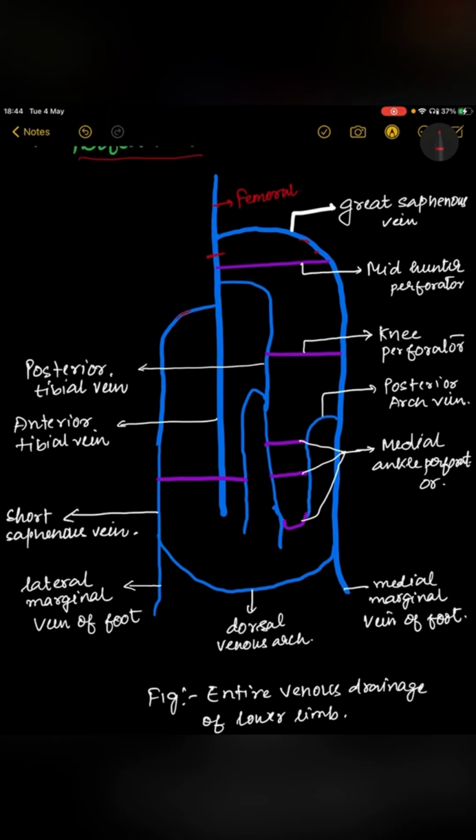Then this is our anterior tibial vein, this is our posterior tibial vein and this is our peroneal vein, which is a tributary of this posterior tibial vein. Okay. Oh, I made a mistake. The popliteal vein does not continue as the anterior and the posterior tibial veins, but the posterior and the anterior tibial veins join to form the popliteal vein. So these are our deep veins.